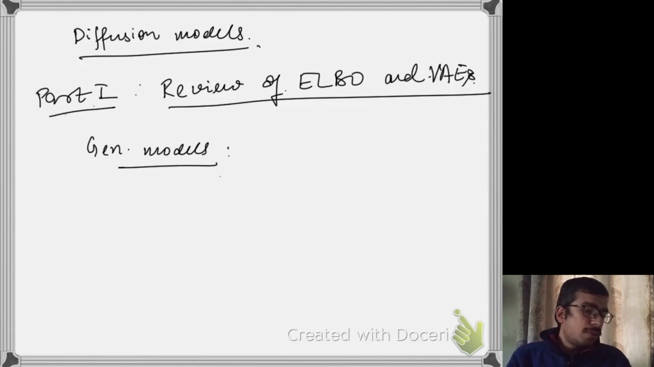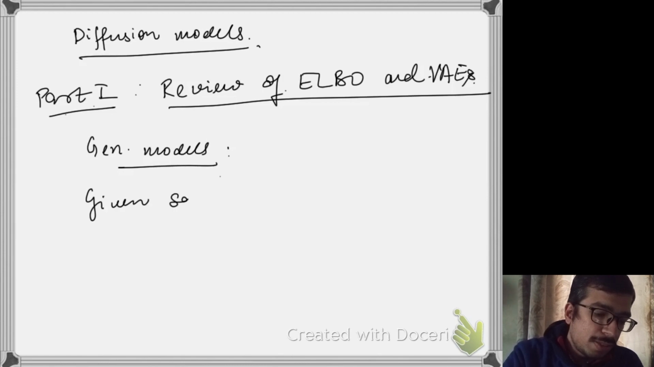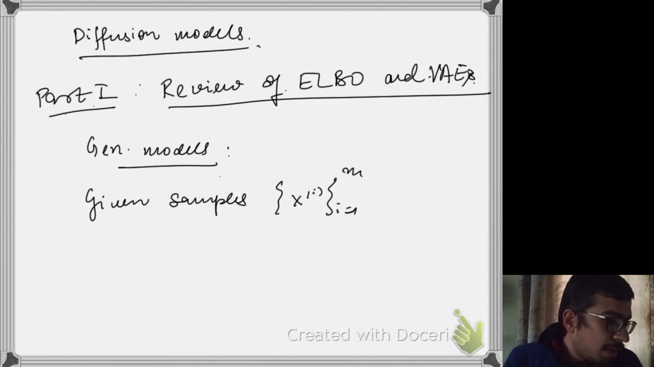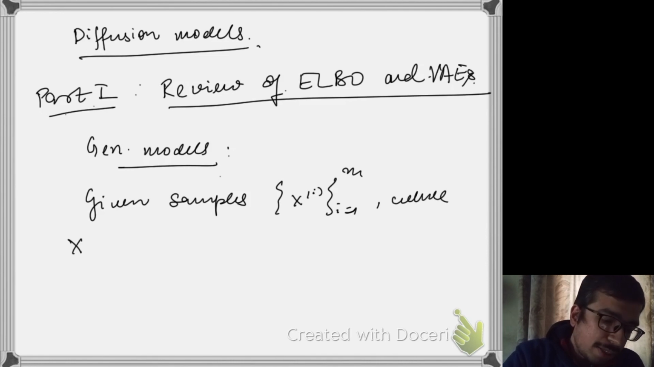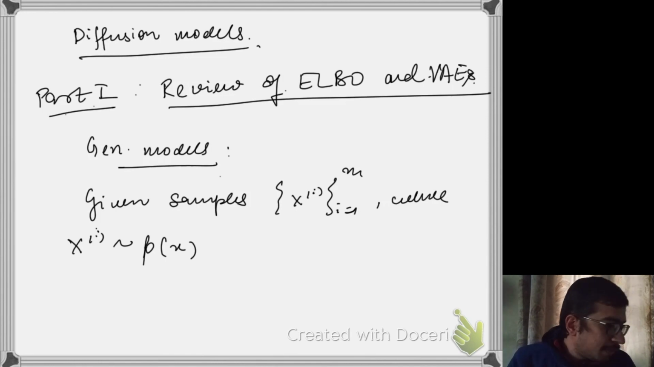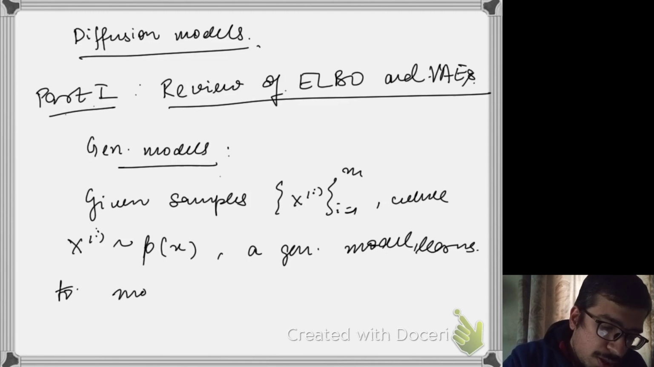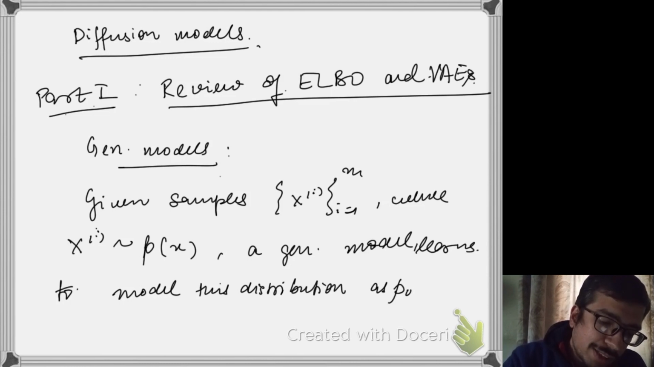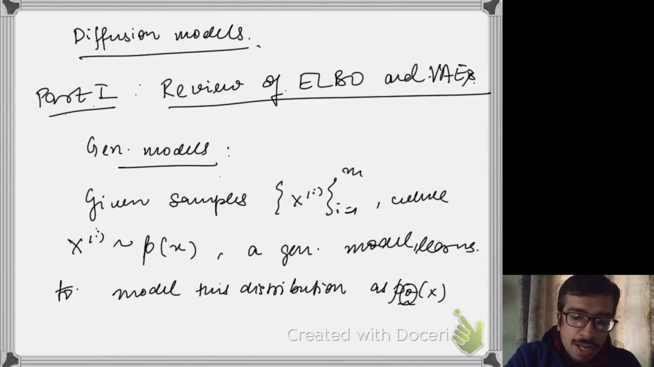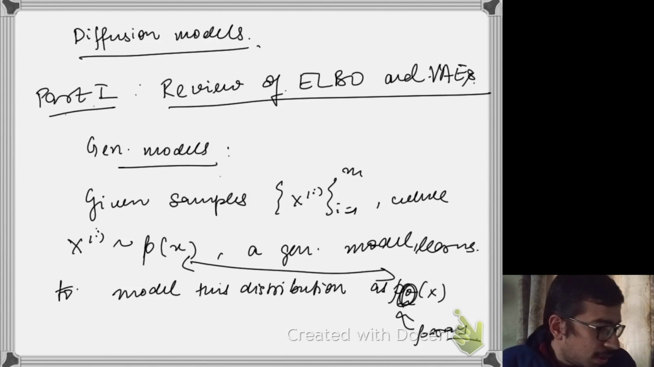Essentially, generative models, given samples x_i, i from 1 to m, where each data point x_i is sampled from a distribution p_x, a generative model learns to model this distribution as p_theta(x), right? Here we create some parameterized distribution, and these thetas represent the parameters. I want this p_theta(x) to be somehow close to my original distribution p_x from which the data samples were provided.